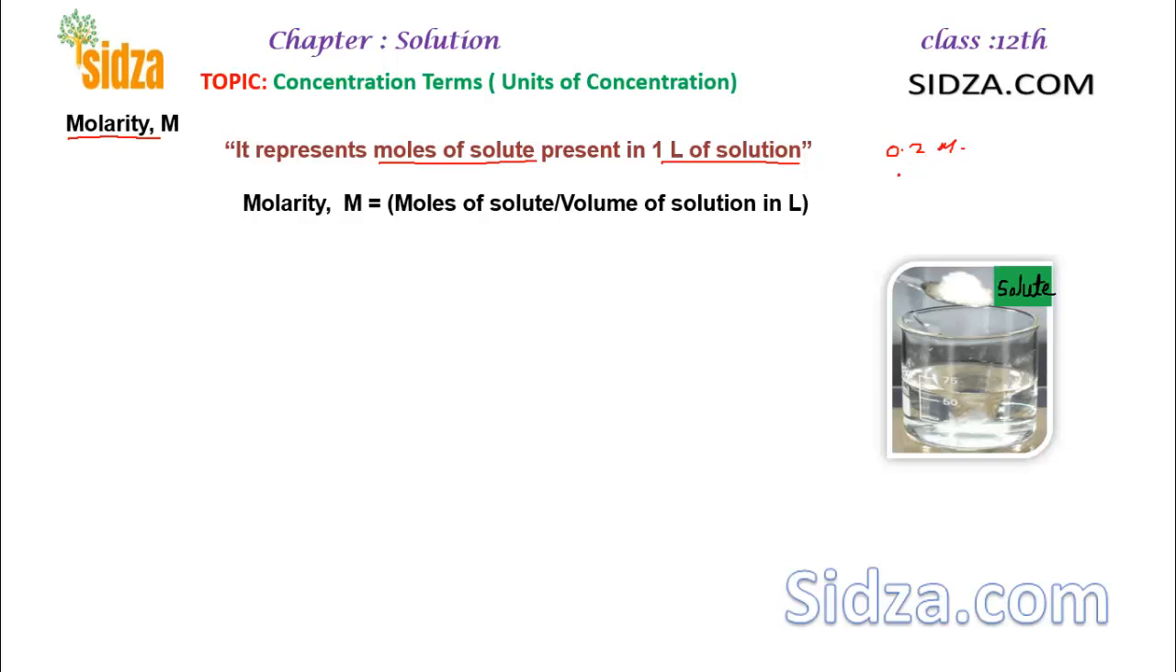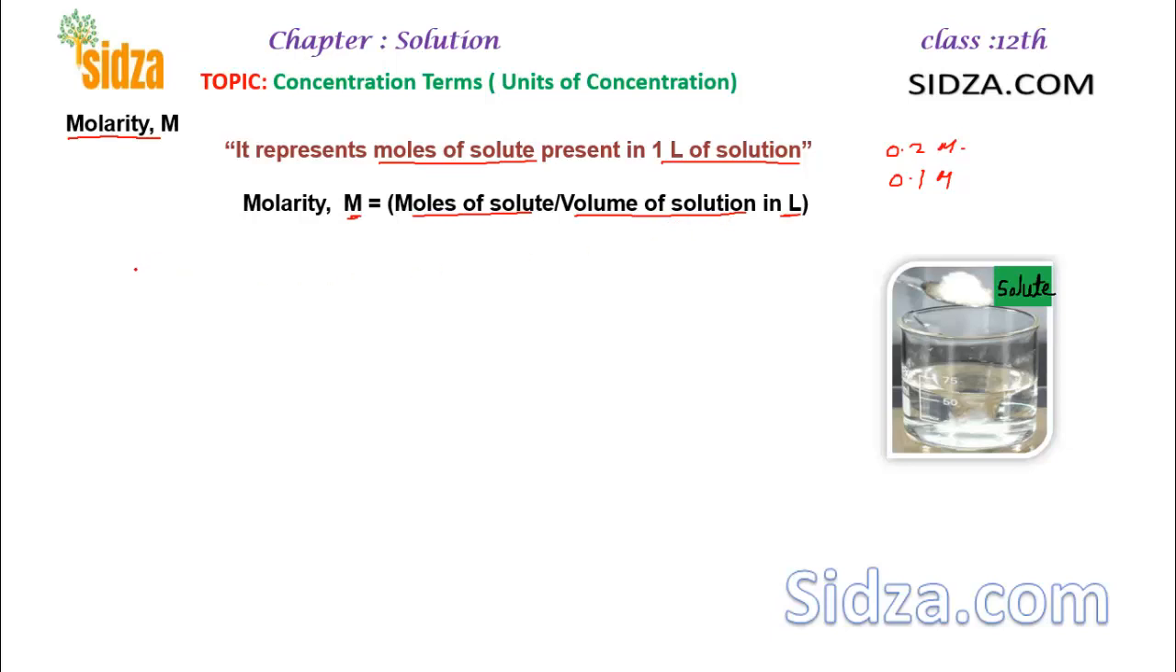If we say it is a 0.1 molar solution, it means that the solution contains 0.1 moles of solute in 1 liter of solution. Now how do we calculate the molarity? Molarity is equal to the number of moles of solute divided by the volume of solution in liters. This is not the volume of solvent, it is the volume of solution, correct?